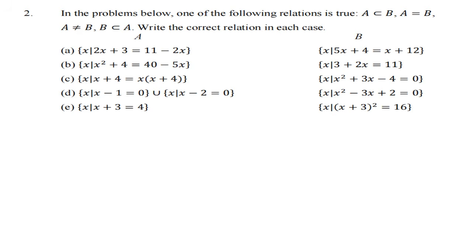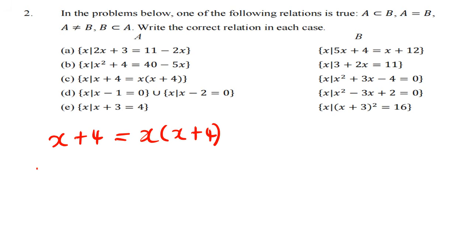So for C, we have (x + 4) = x(x + 4). Okay, this is A. In this case, I'm just going to call it A, then this other side will be B, just for illustration's sake. So in this case, what are we going to do? We solve also this equation.